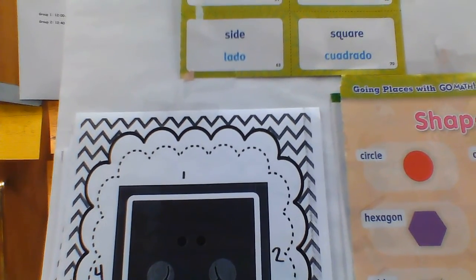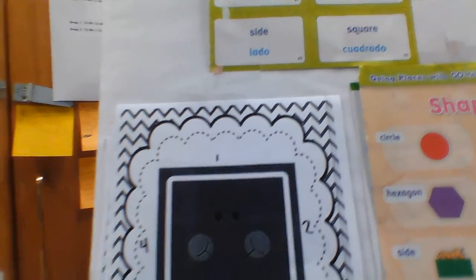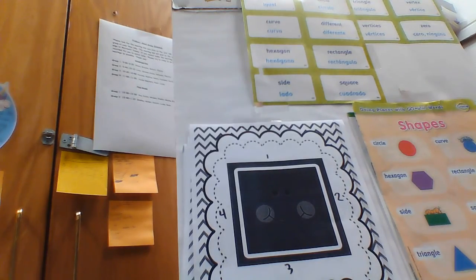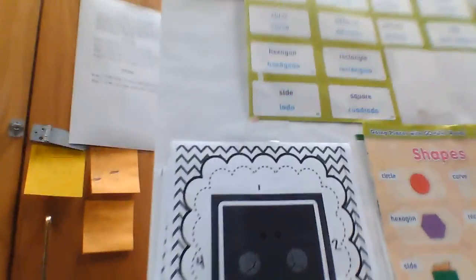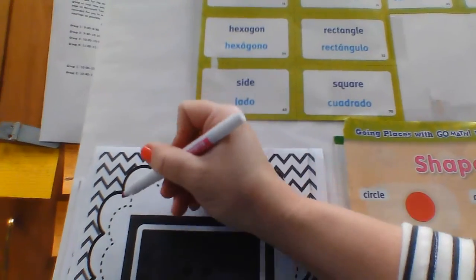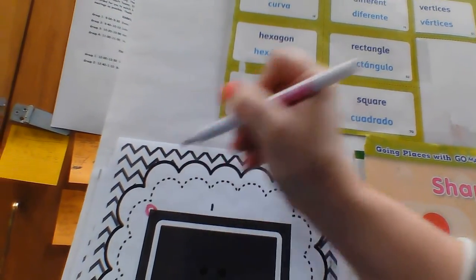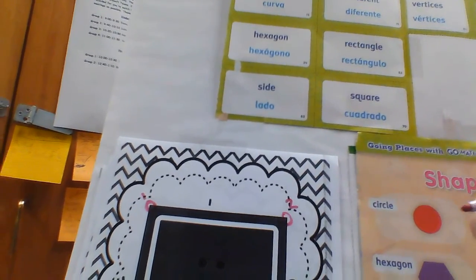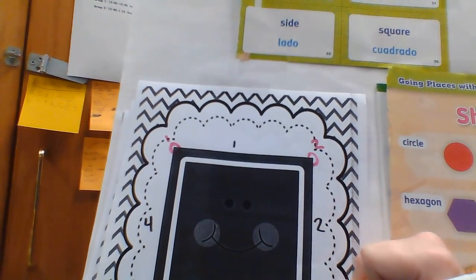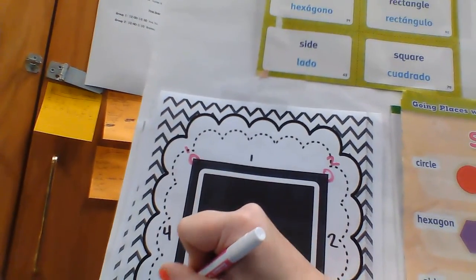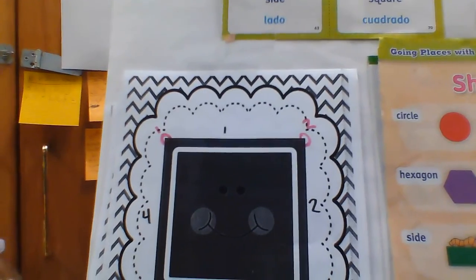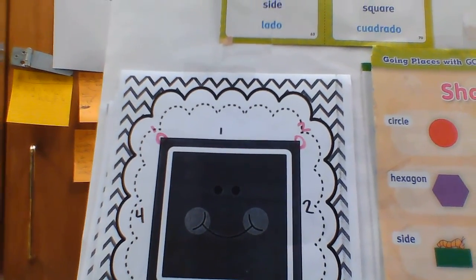And now let's count the vertices, or the points. I'm going to do that in a different color. I'll do that with pink. Let's count the points, the vertices. 1, 2, 3, 4. 4 vertices. So the square has 4 sides and 4 vertices.